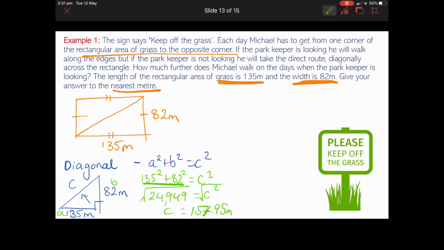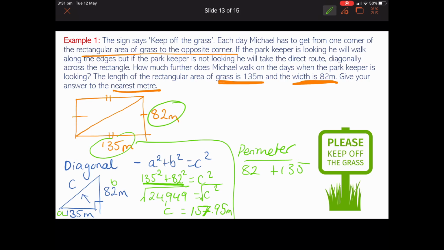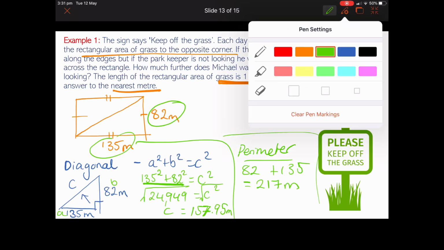So we're asked how much further does Michael walk on the days when the park keeper is looking. So we know when the park keeper is looking that he is going to walk 82 plus 135. So if he walks along the perimeter, 82 plus 135, that is going to give us 217 metres. So the real thing we're being asked to find is the difference between those two.